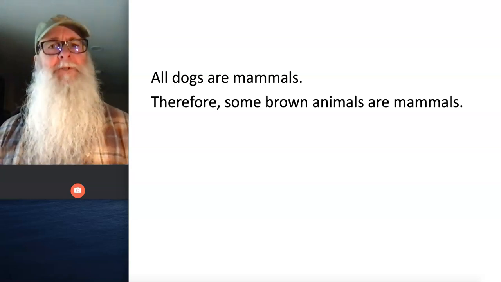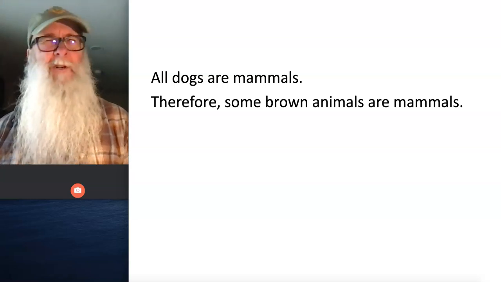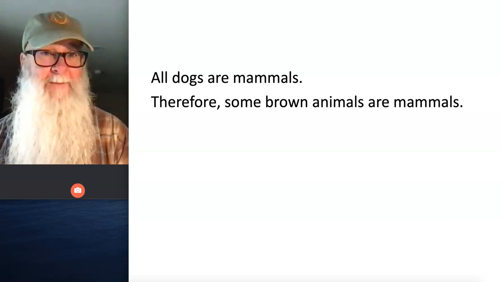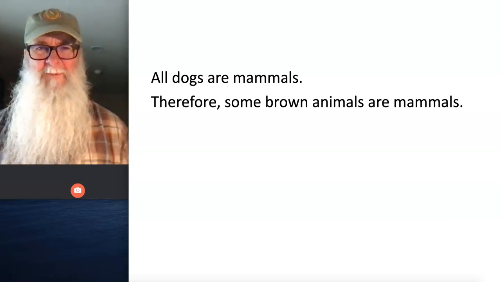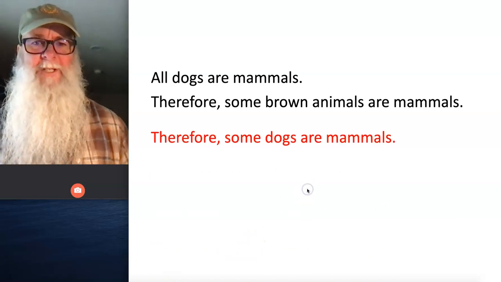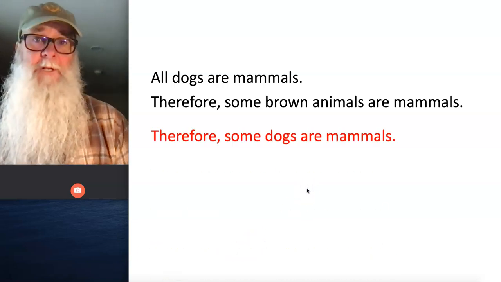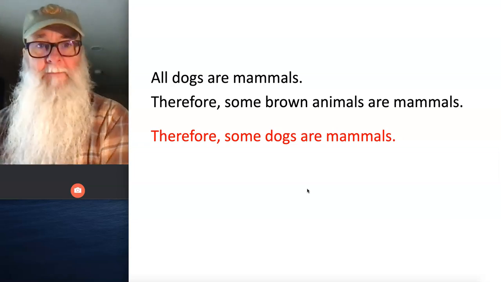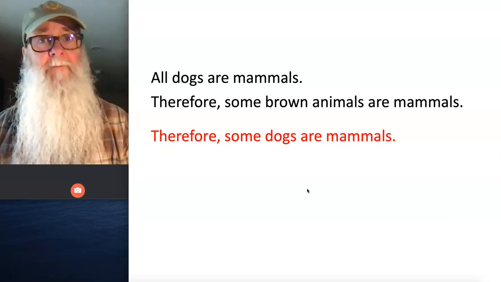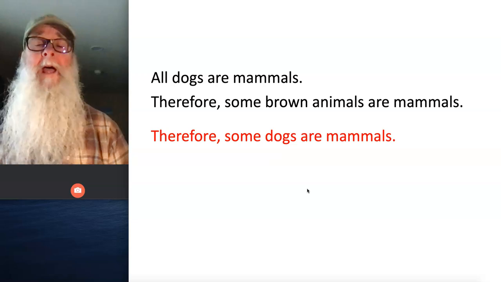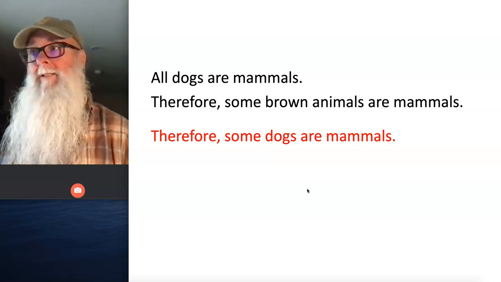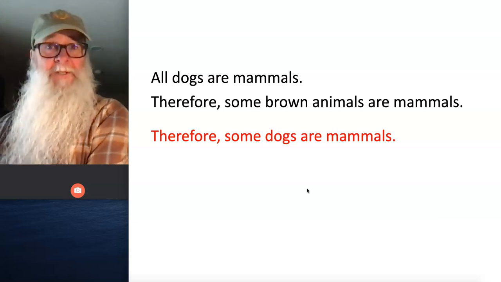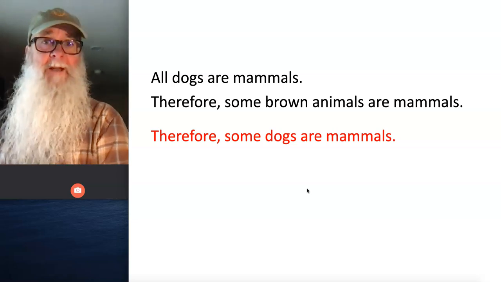If we assume it's true that all dogs are mammals, would it have to also therefore be true that some brown animals are mammals? We say, well, no, that doesn't seem to quite work. We might be able to draw a conclusion like this. If it's true that all dogs are mammals, then it would have to be true that some dogs are mammals by subalternation, if we're operating from the Aristotelian standpoint. After all, if we assume that every single dog is a mammal, and dogs actually exist, it would also have to be true that there's at least some dogs that are mammals.